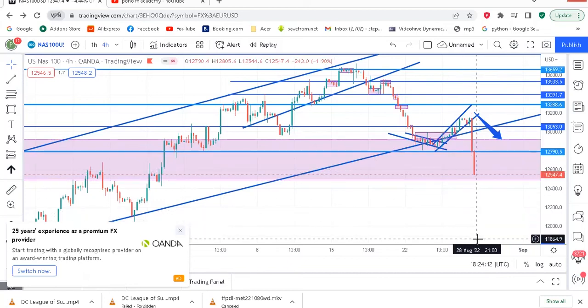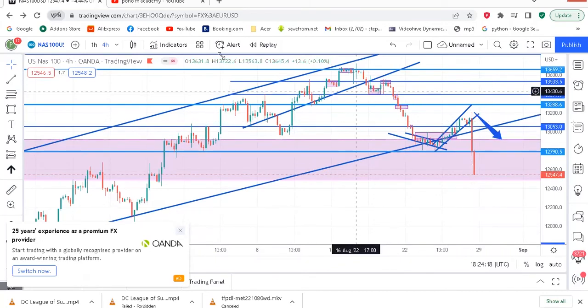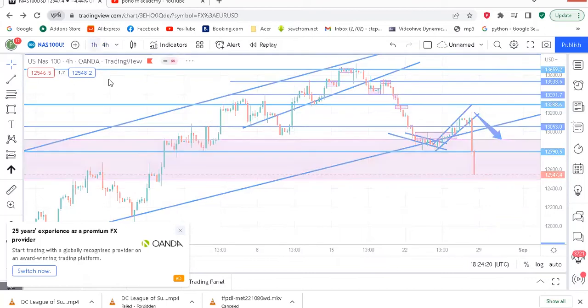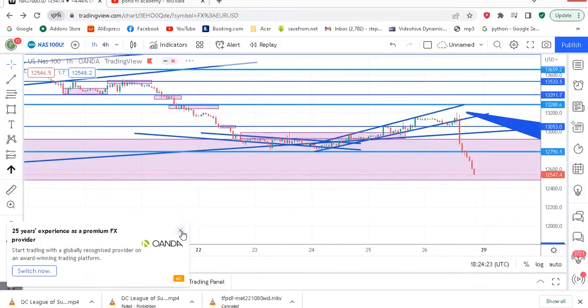It's probably going to continue down until somewhere around 11,800, and then hopefully we can start looking for more buy opportunities. So currently we're still looking for more sell opportunities.